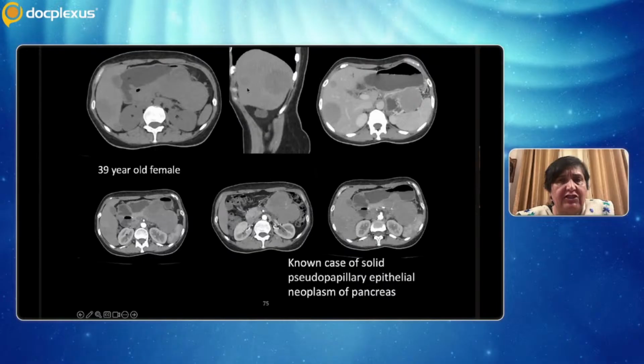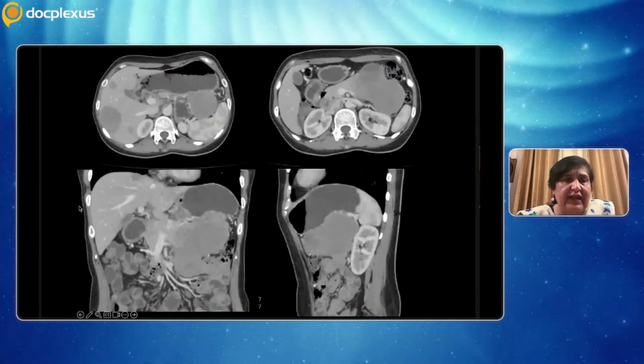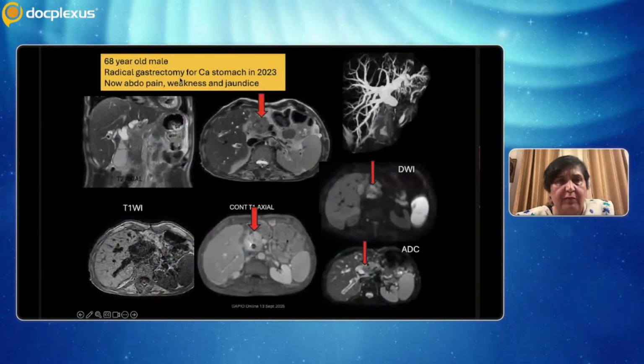And this was a known case of SPEN, and this patient on follow-up developed extensive liver metastasis. You can see the large mass here in the region of the body and the tail. It's a large solid mass there, and the extensive hepatic metastasis. So this patient has undergone malignant transformation.